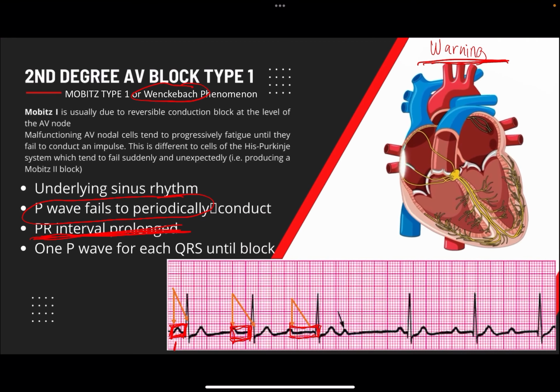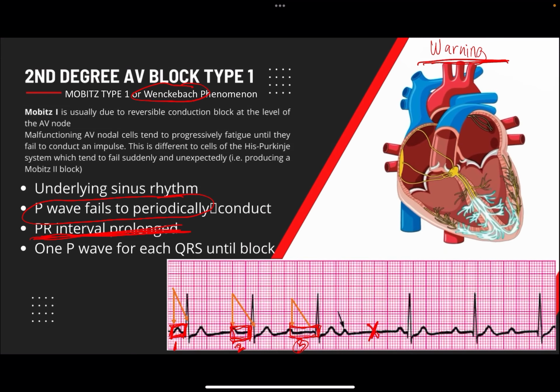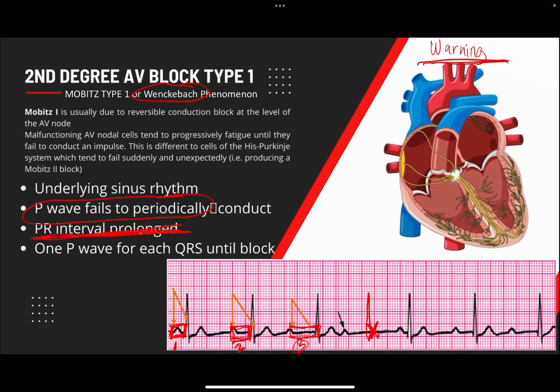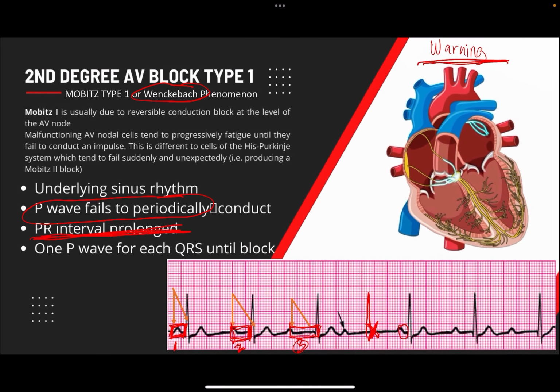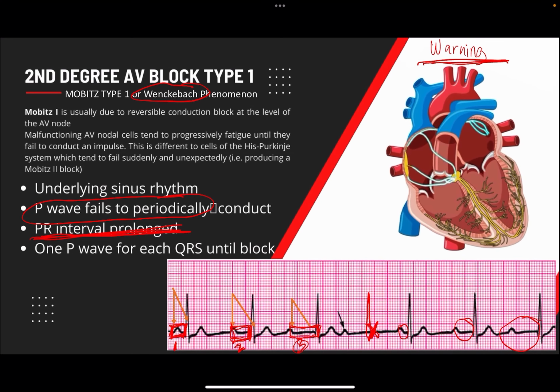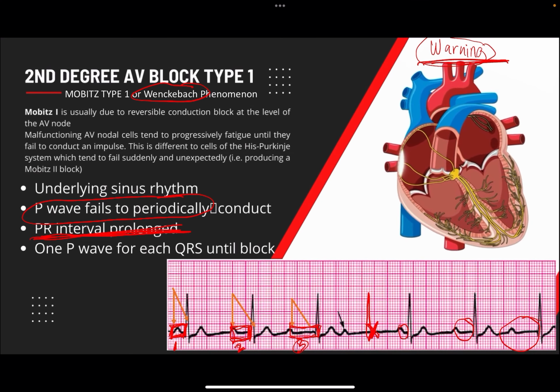So from 1, 2, 3, there's another P wave. Now the QRS is missing. There should be 1 QRS here, but now it's missing. Now it goes back again to 1 box, 2 boxes, 3 boxes. So this characteristic gives you a warning that the QRS complex would go missing. So it's continuously prolonging the distance of the PR segment.